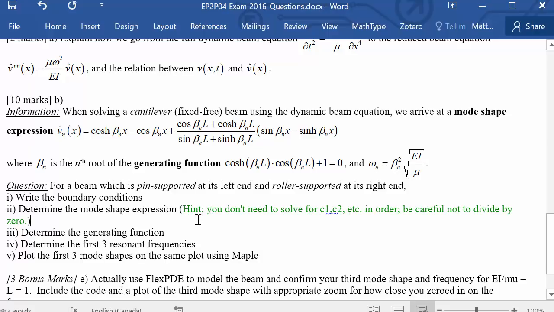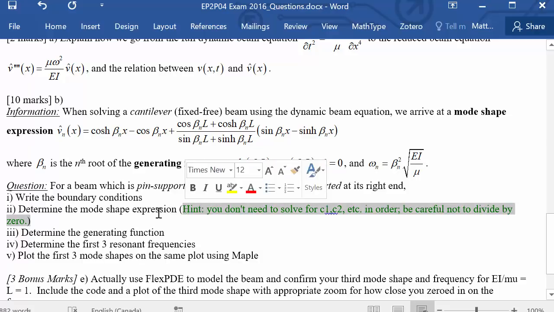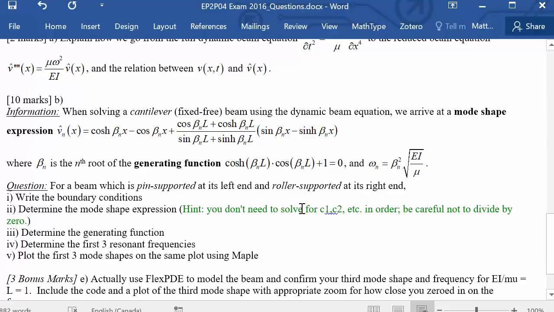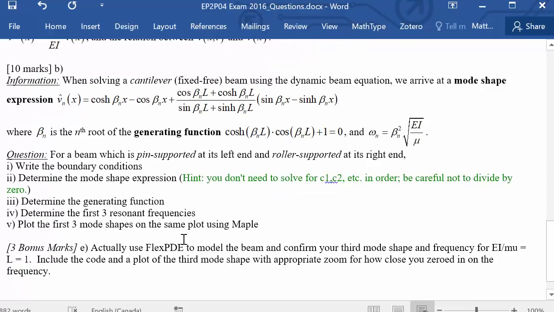So it says that in determining the mode shape expression, you don't need to solve for C1, C2, etc. in order. Be careful not to divide by 0. All right, so these two things are actually going to happen at the same time. And then determine the first three resonant frequencies, and plot the first three mode shapes on the same plot using Maple. Okay, so yeah.